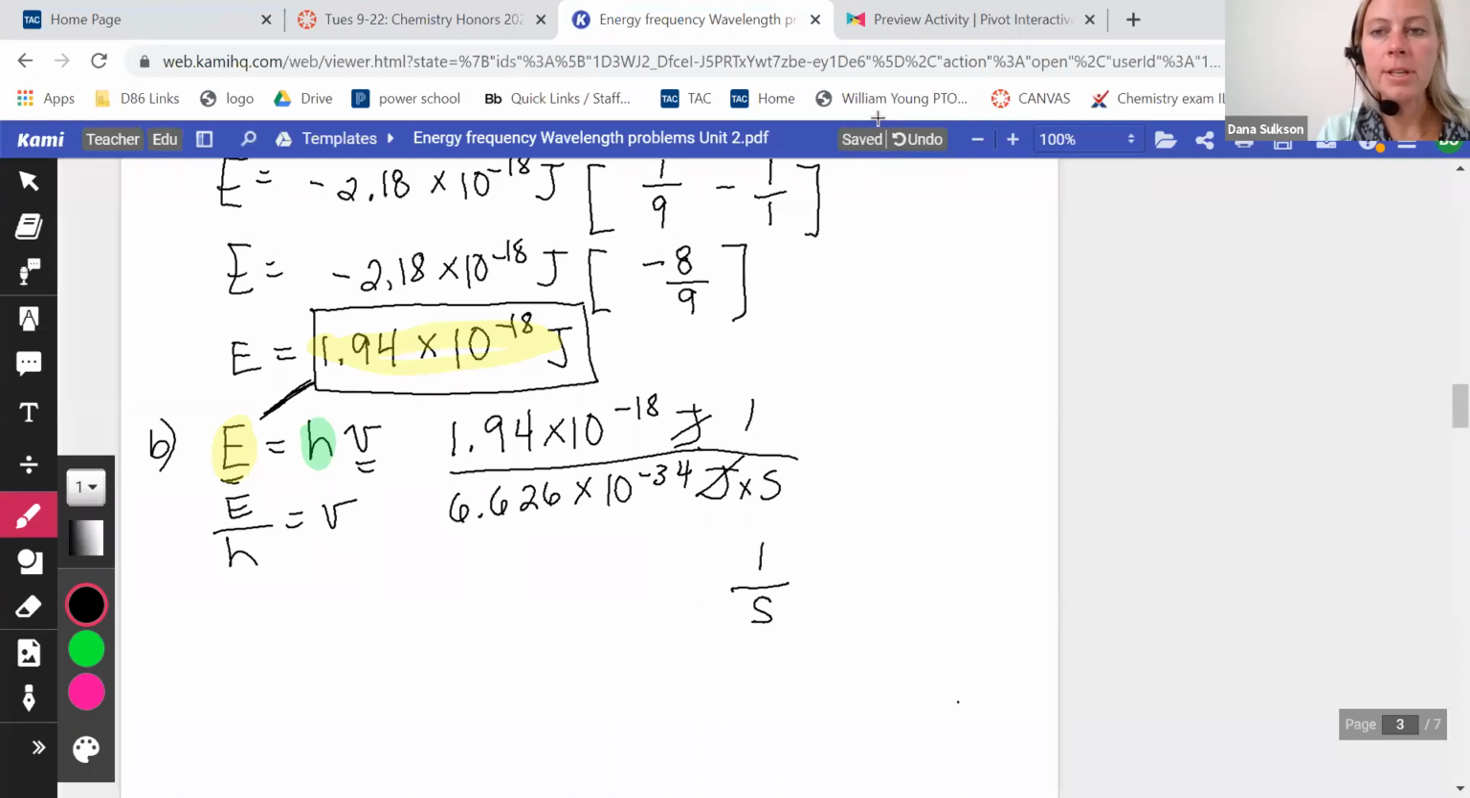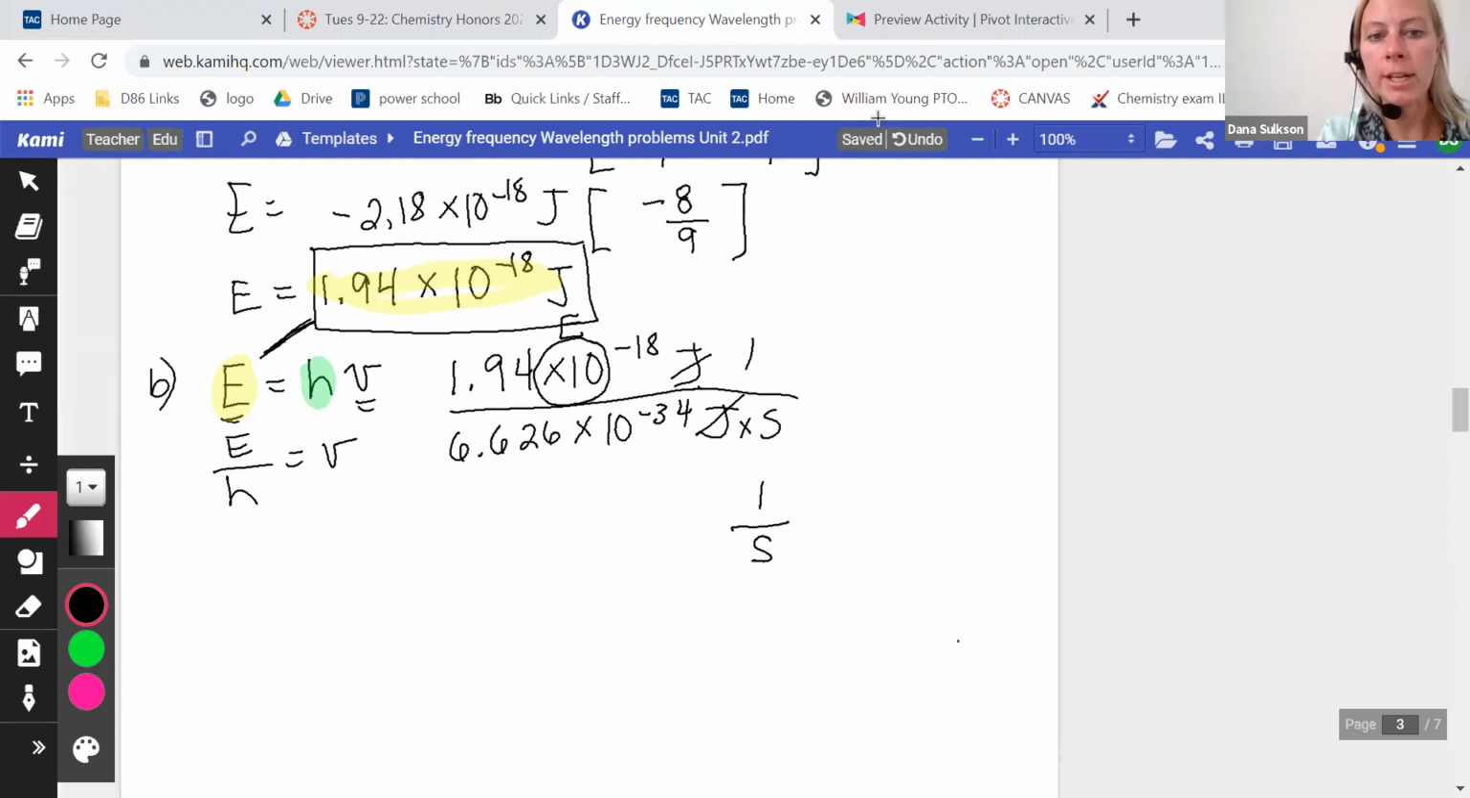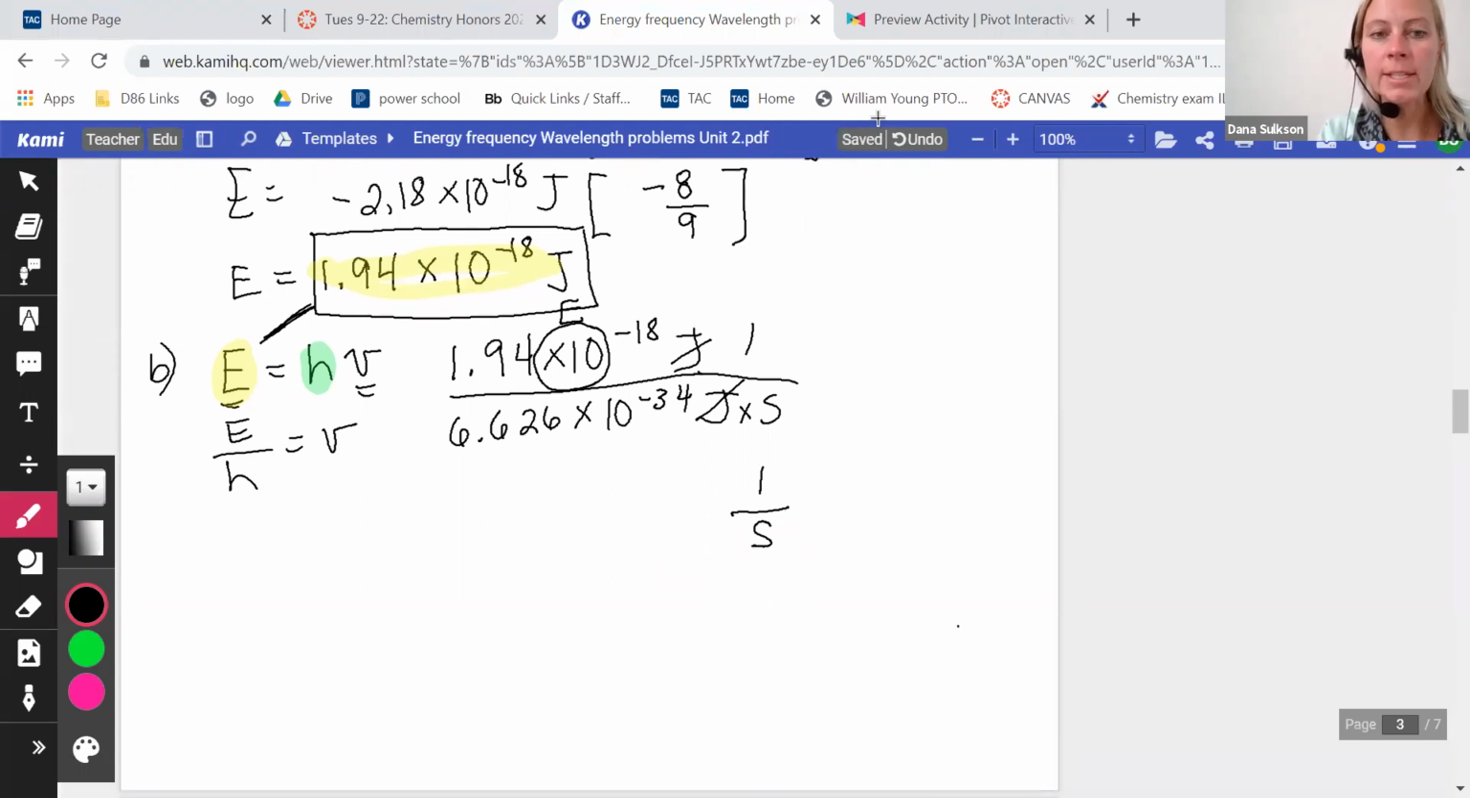I'll type this into the calculator. Remember, a gentle reminder here, the times 10 in the calculator is the exponential key only. You don't type in times 10 anywhere. You can go back a few minutes in my lesson to review that again, but keep practicing scientific notation on the calculator. The frequency would then be 2.93 times 10 to the 15th.